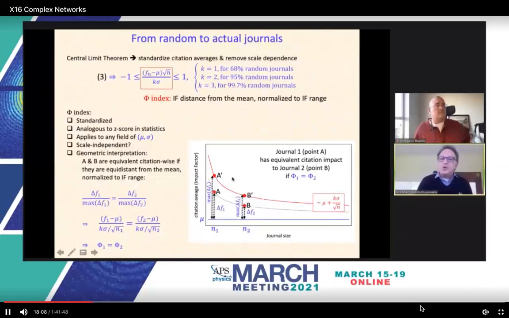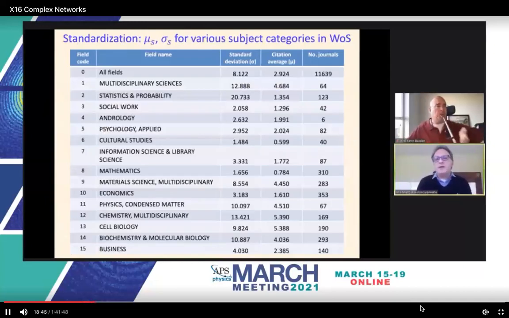But what I postulate here is that if points A and B are related in a certain way, then they are citation-wise equivalent. And what is the way for them to be related? It is that their distance from the global citation mean, rescaled by the range of impact factors available to them, should be equal. Which is to say, this length divided by this length should be equal to the equivalent for the point B. And if you do that, then you arrive at the equation of their phi indexes having to be equal.